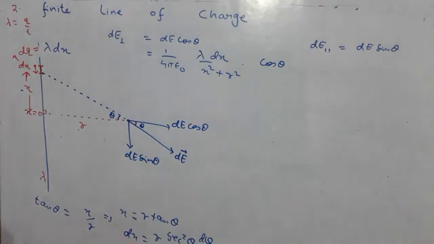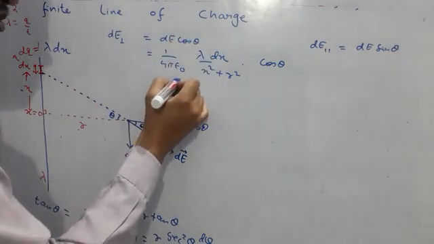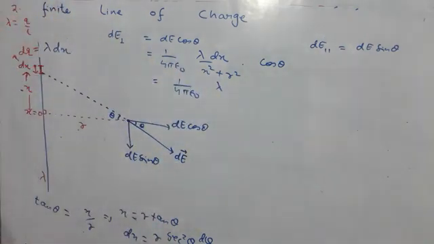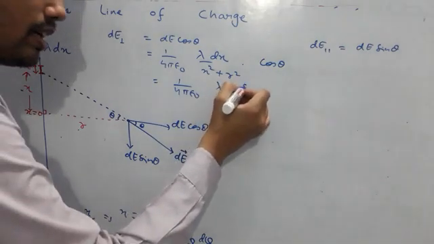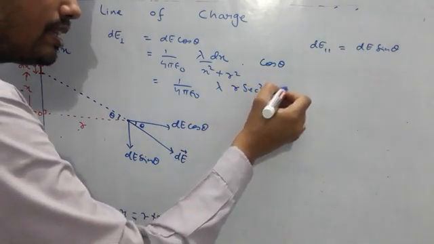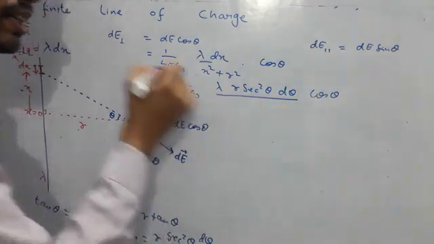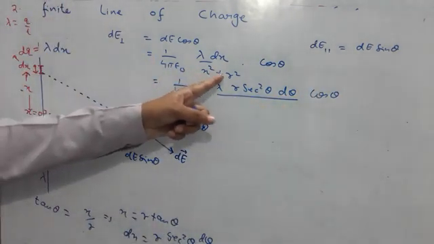So I'll put the dx value over here. So this becomes 1 upon 4 pi epsilon naught lambda, dx I'll write as r sec square theta d theta, then this term cos theta, and then divided by x square plus r square.